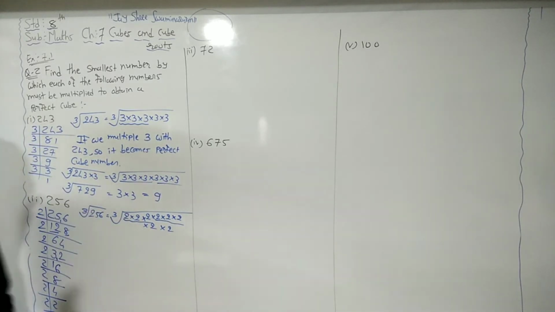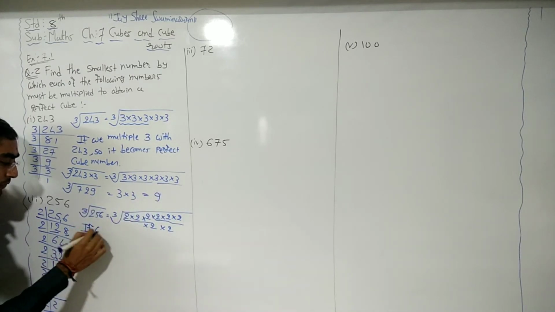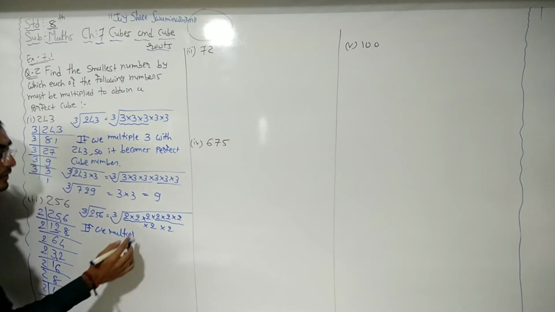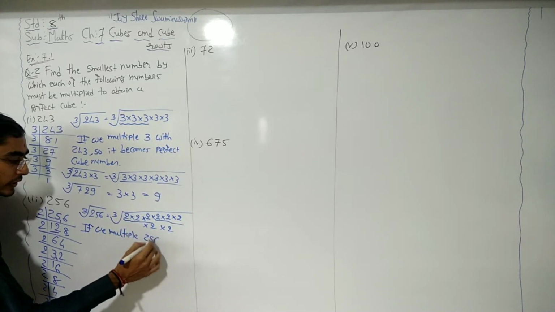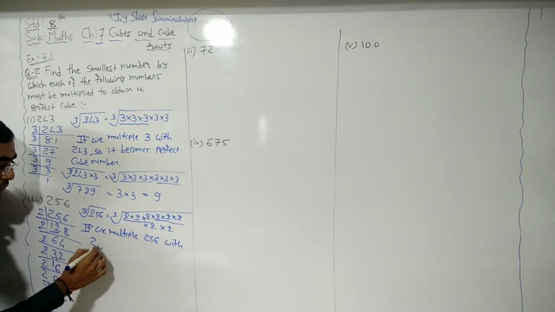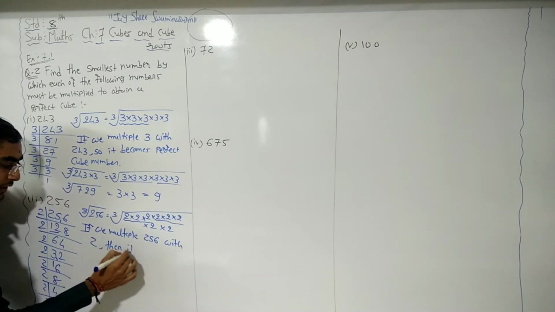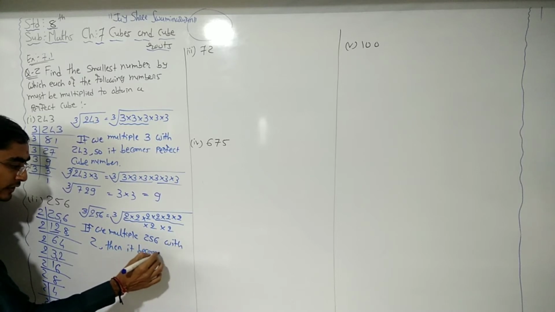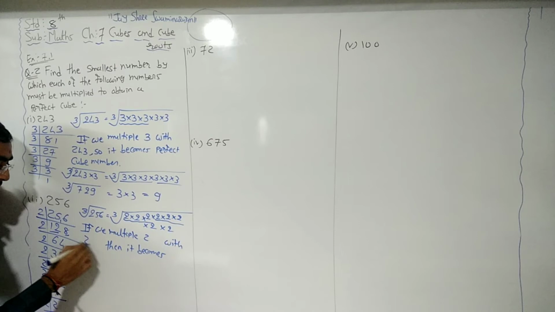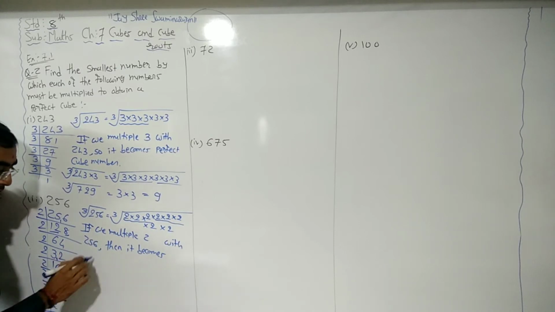One 2 is complete, so one more 2 we have to multiply. So here if we multiply 256 with 2, then it becomes a perfect cube number.